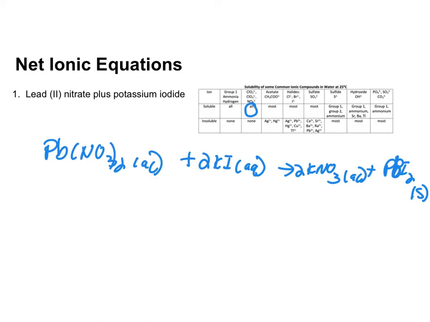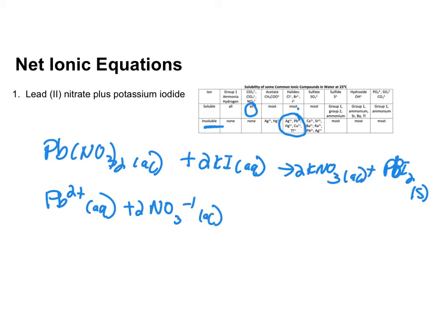Here's my halide, my iodide. Now remember, most of them are soluble, but there's a lot of these metals that are not. So the lead iodide is insoluble. That formed the solid precipitate. Now I'm going to write this out in the entire ionic equation so that I can cross out those spectator ions.